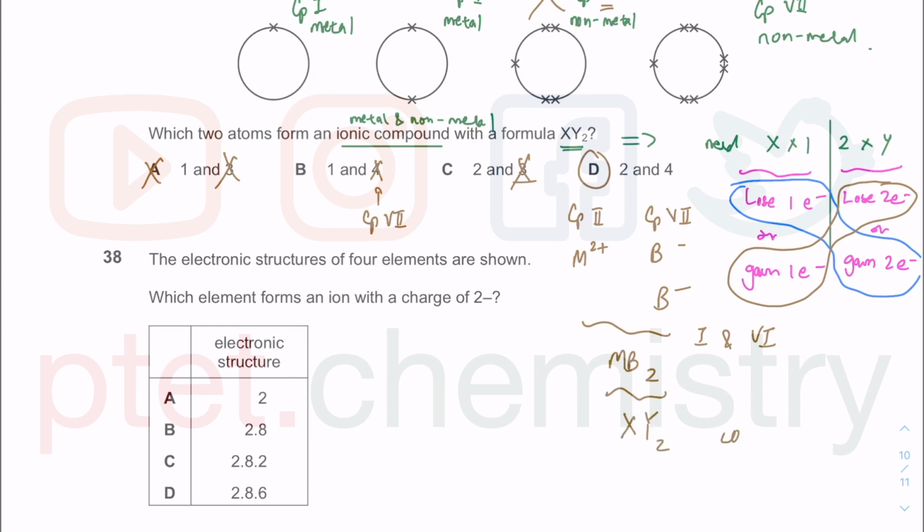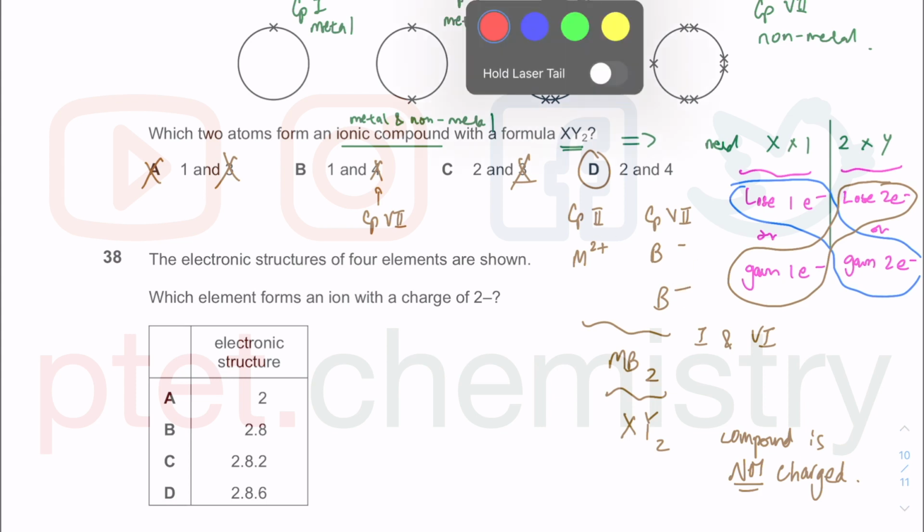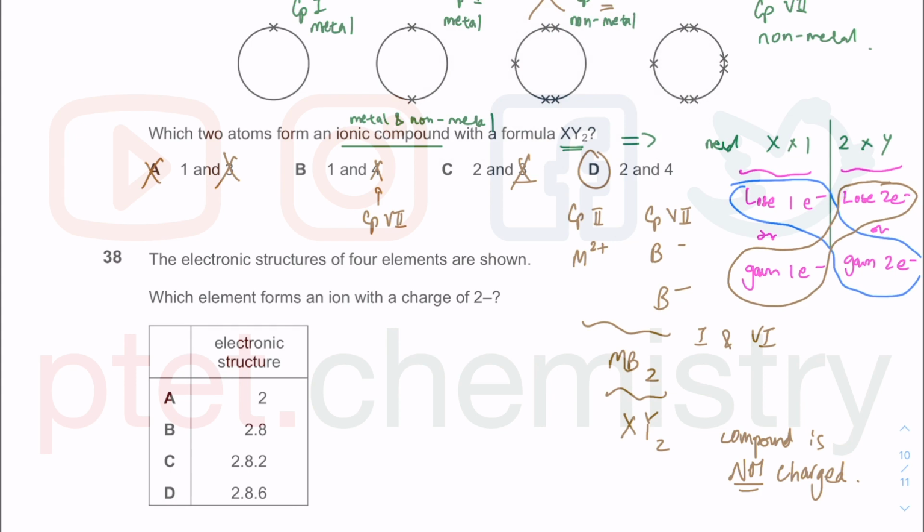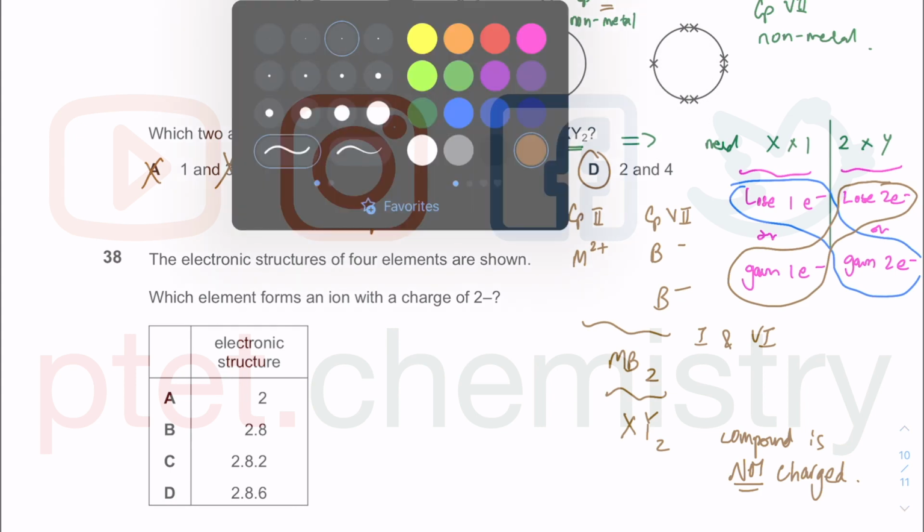The idea is compound is not charged. Compound has no charge, because the charges cancel out, plus cancels minus. That is your primary school mathematics, where you add up the positive and the negative together.